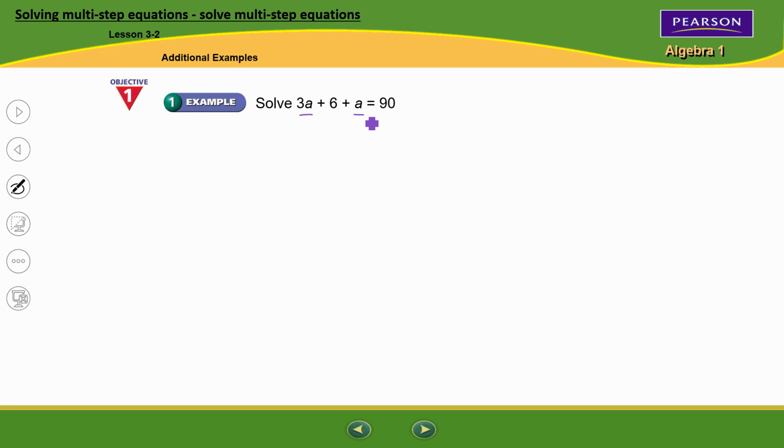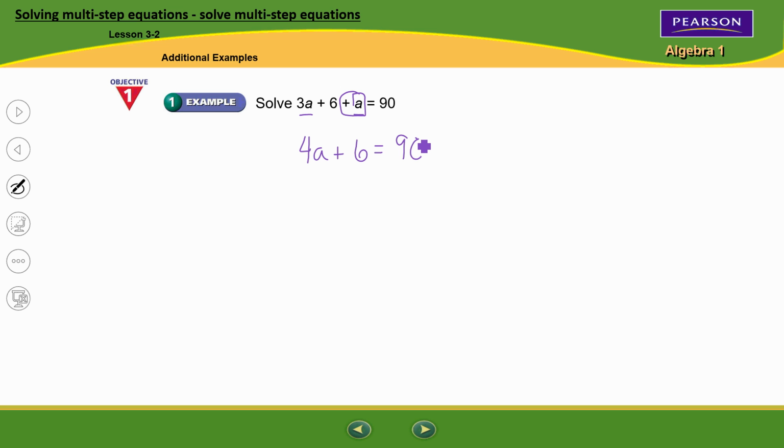So, a has a 1 in front of it. You can put it there if you want. You don't need it. If I've got 3 A's and I've got 1A, and they are on the same side, I'm going to just do exactly what I see, which is 3A plus 1A. So 4A plus 6 equals 90. That's called something you've probably heard of before, combining like terms. So I've done the combining like terms.